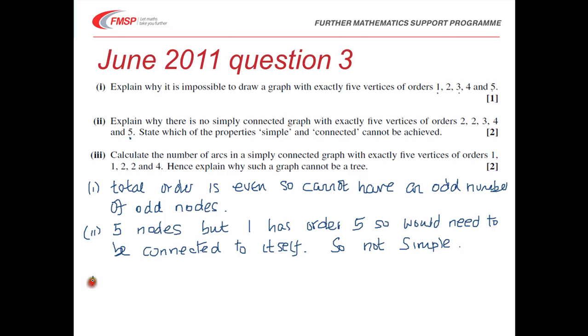And then in part 3, it says, calculate the number of arcs in a simply connected graph with exactly 5 vertices, and the orders are 1, 1, 2, 2 and 4. So if we add the total order, so we get 1 plus 1 plus 2 plus 2 plus 4, then that gives us 10. So if the total order is 10, then the graph has 5 arcs. 5 arcs or 5 edges.